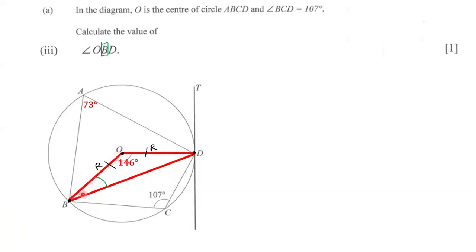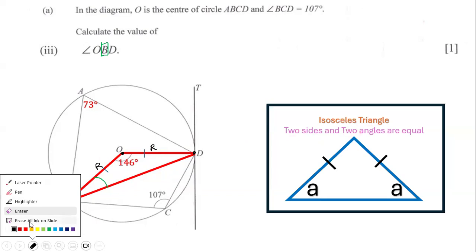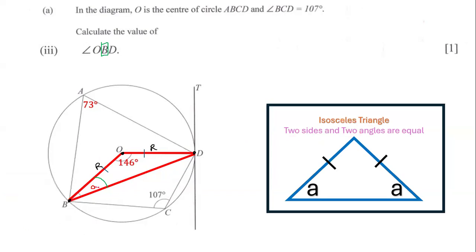So that means that two sides of our triangle are equal, and if two sides of the triangle are equal, then we're dealing with an isosceles triangle. In an isosceles triangle, two sides are equal and two angles are equal. So if these two sides are equal, then not only are the two sides equal, but the two angles are equal as well. If this is A, then this must also be A as well.